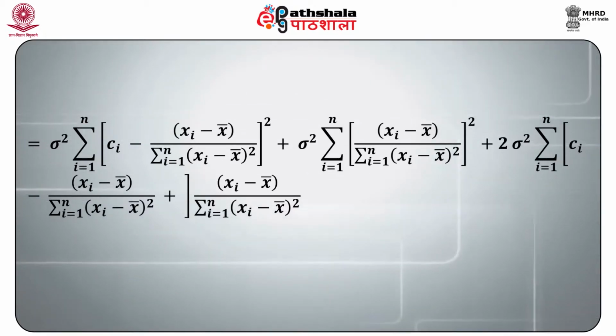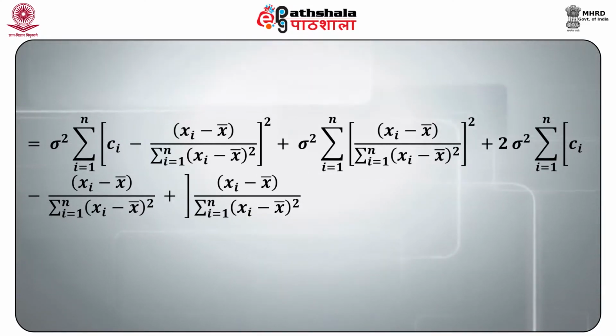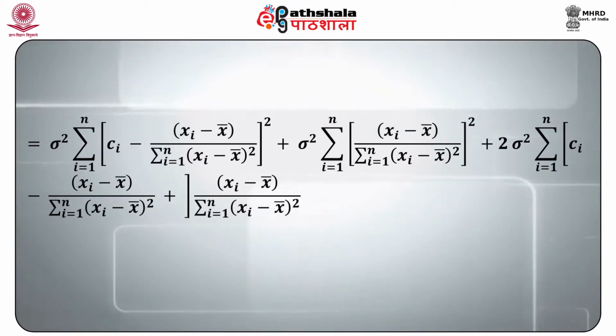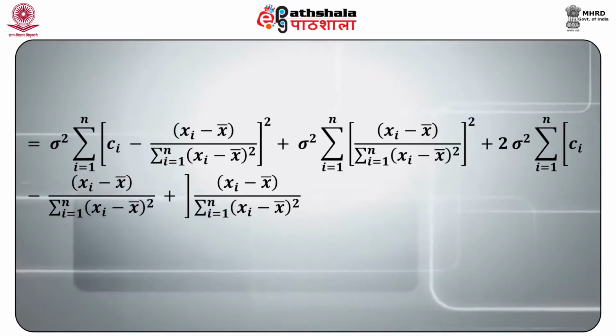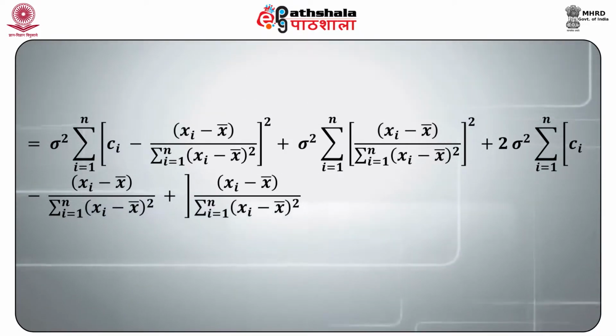plus twice sigma square into sigma of Ci minus xi minus x bar upon sigma xi minus x bar square, into xi minus x bar upon sigma xi minus x bar square.